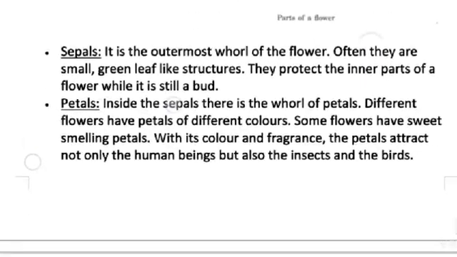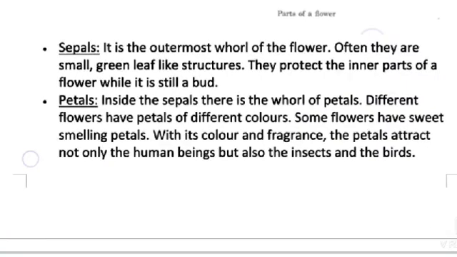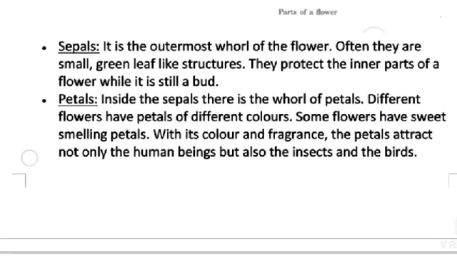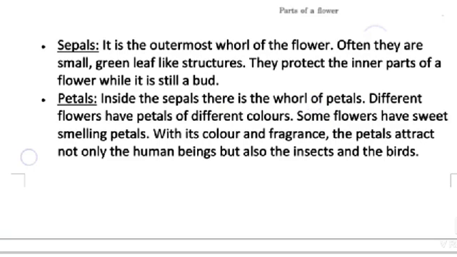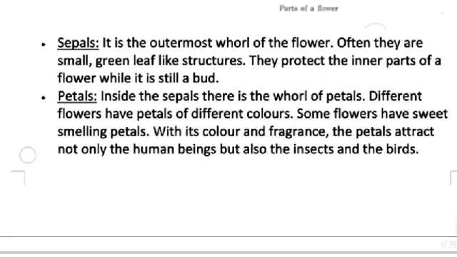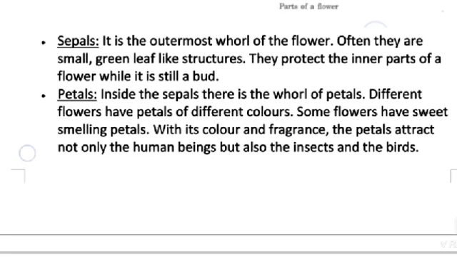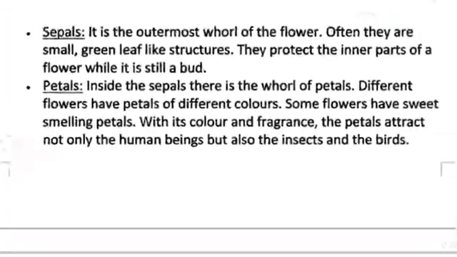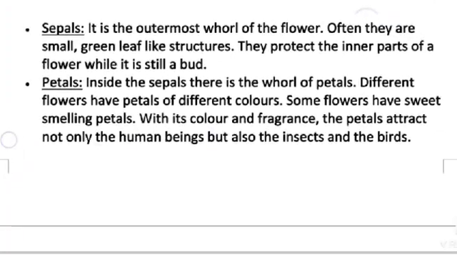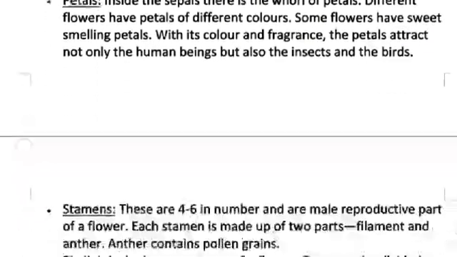Petals, inside the sepals there is the whorl of petals. Different flowers have petals of different colors. Some flowers have sweet smelling petals. With their color and fragrance, the petals attract not only human beings but also insects and birds.